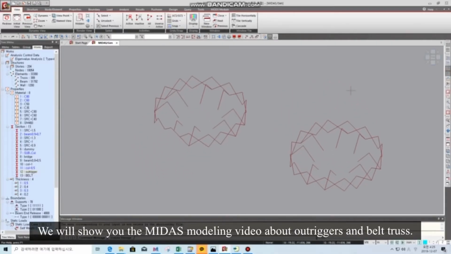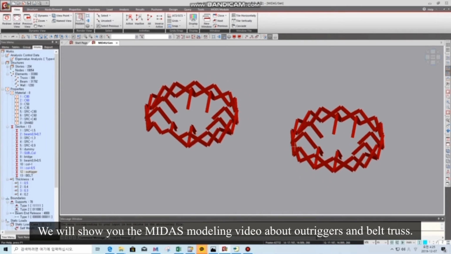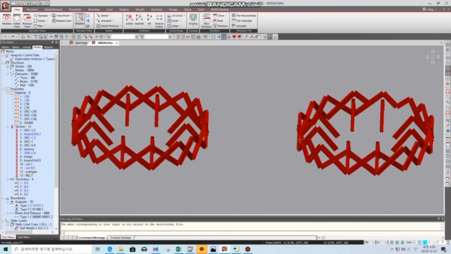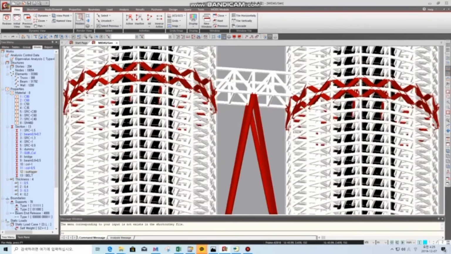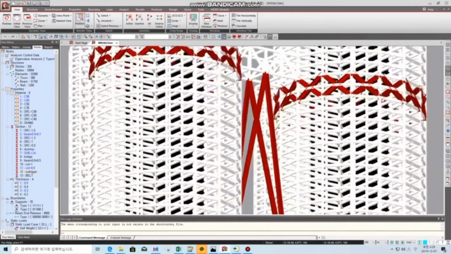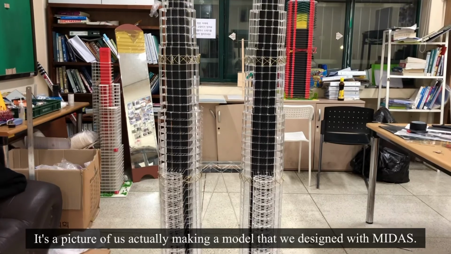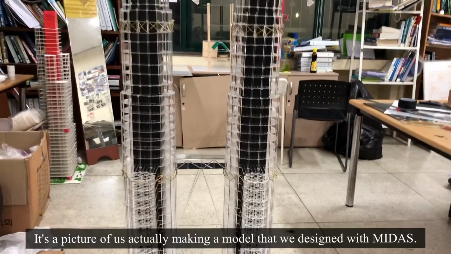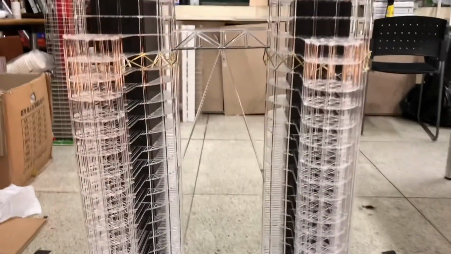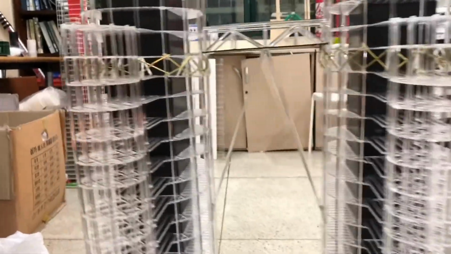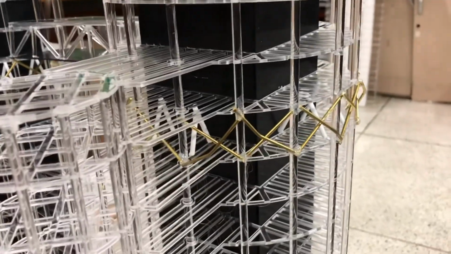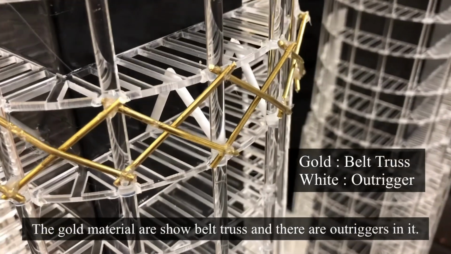We will show you the Midas modeling video about outriggers and belt truss. It's a picture of us actually making a model that we designed with Midas. The gold material shows belt truss and there are outriggers in it.